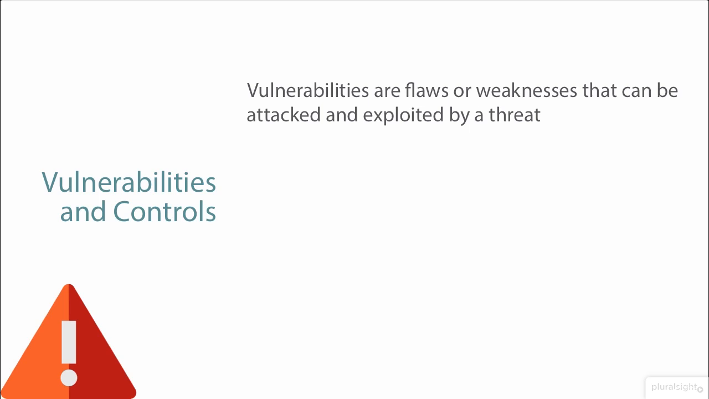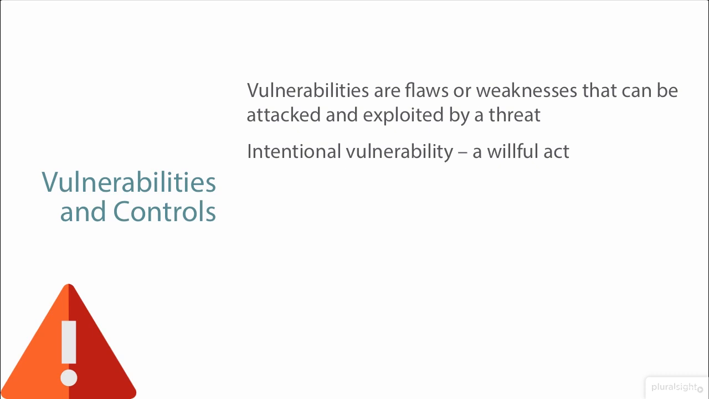Vulnerabilities are flaws or weaknesses that can be attacked or exploited by a threat. Whether it's a human threat or an environmental threat, it is going to try to exploit a particular vulnerability. In the case of high winds, if we have weak power lines, those are going to get exploited, as an example.